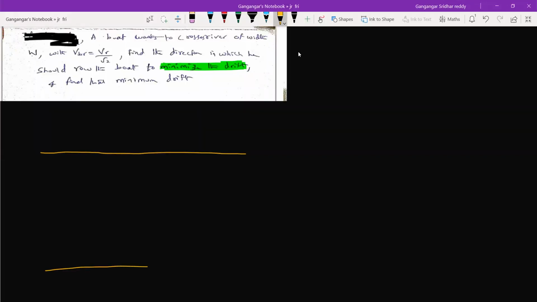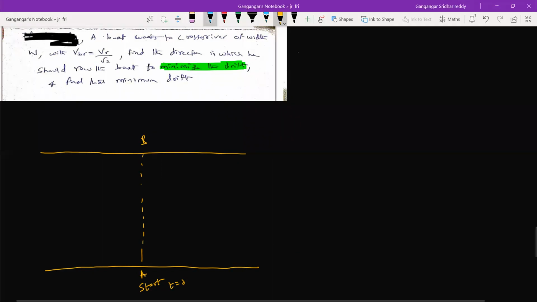The direction in which he should row the boat, no? That only he is asking to find out. He will start here. This is an end point. Okay, the student has to decide now what direction he should row. Shall he row the boat up the stream or down the stream?